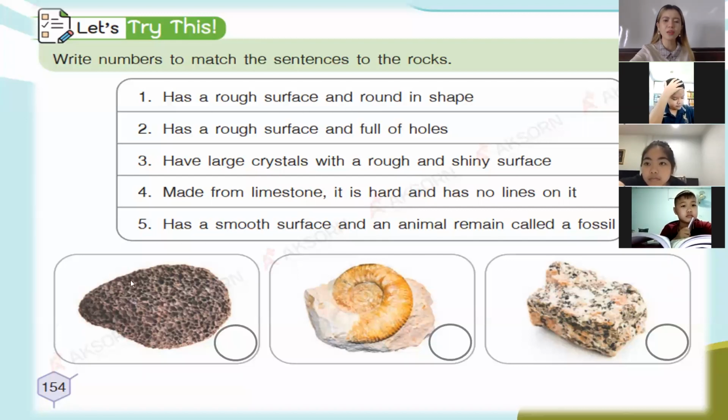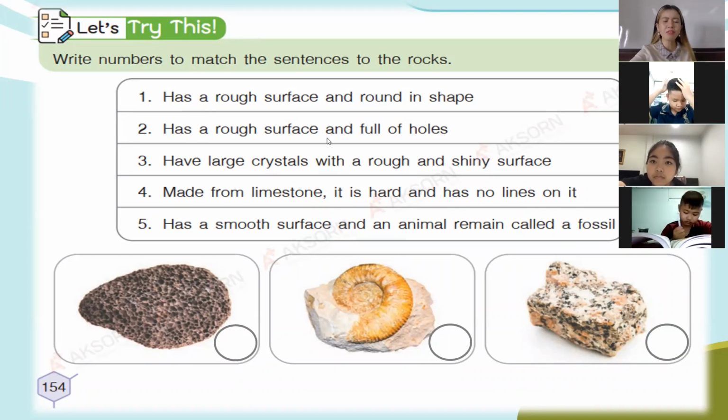Look, class, these are the three pictures of rocks. Can you see a rock which is in a round shape? Yes or no? No. No round shape. Very good. So let's leave number 1. Let's move on to number 2.